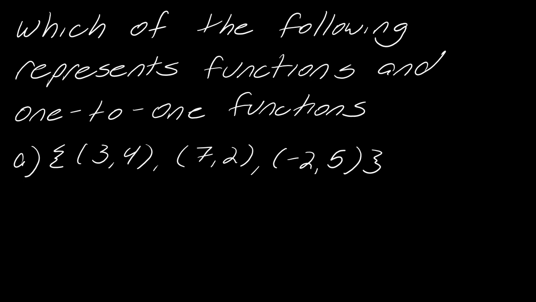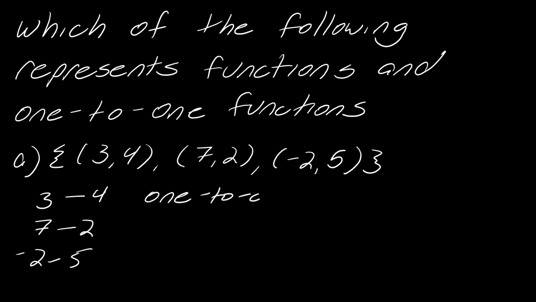So another way that I could ask this, just to warm up the idea of an inverse, is I could say which of the following represents functions and 1-to-1 functions. In this case, I want to think about these more direct mappings. Here are my inputs, 3, 7, and -2, and where do they go? They go to 4, 2, and 5. So this is indeed a 1-to-1 function because each input goes to exactly one output.